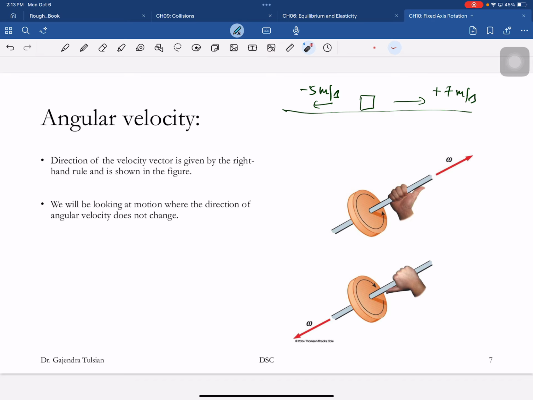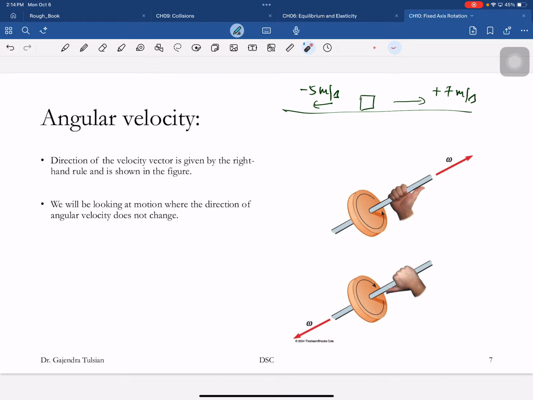Okay, so that's the direction of the velocity. And here's the rule: you use your right hand, and if your fingers point in the direction in which the object is rotating, your thumb points in the direction of the velocity. You have to use your right hand. The convention is, if this is rotating counterclockwise, that velocity is positive. A clockwise rotation is a negative velocity.